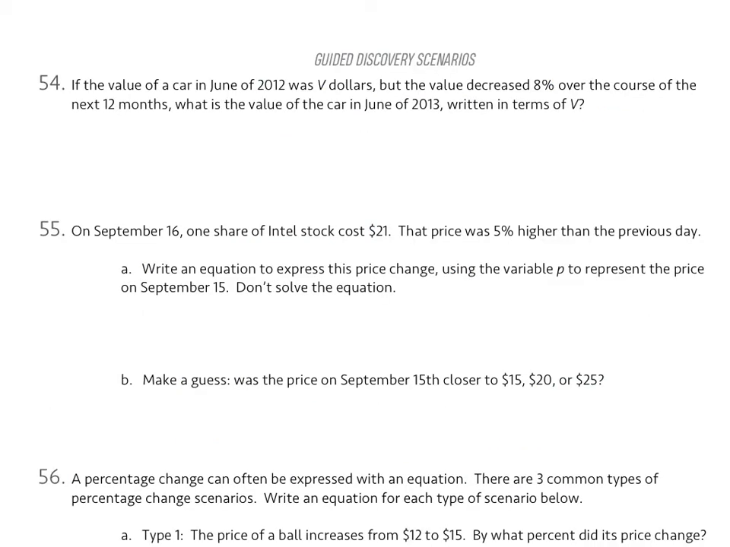54. If the value of a car in June of 2012 was V dollars, but the value decreased 8% over the course of the next 12 months, what is the value of the car in June of 2013 written in terms of V? The value starts at V, and it decreases by 8%, so 0.08 times itself. And I'm giving you this scenario because I want you to realize that V minus 0.08V can be combined to be 0.92V, and that in that you can see that if something decreases by 8%, it is now worth 92% of its starting value.